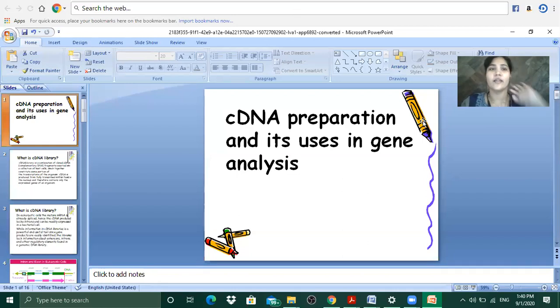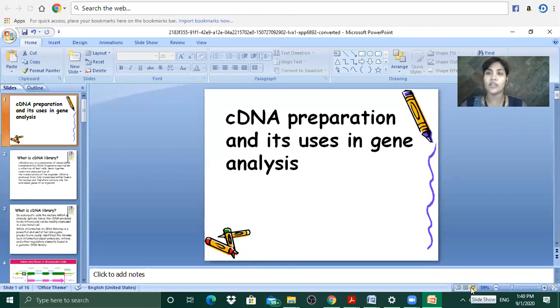Okay. So the topic that we are supposed to discuss now is cDNA preparation and its uses in the gene analysis. Okay, and by far the journey looks very good. So we have learned many things in terms of molecular biology, transgenic animals for that matter, and the last lecture was on production of monoclonal antibodies.